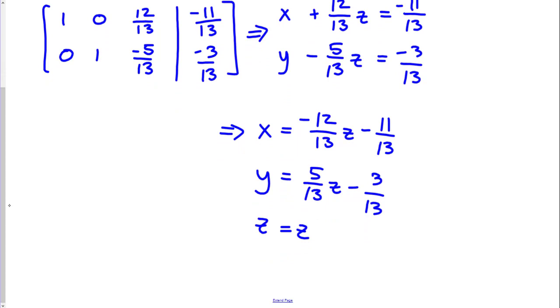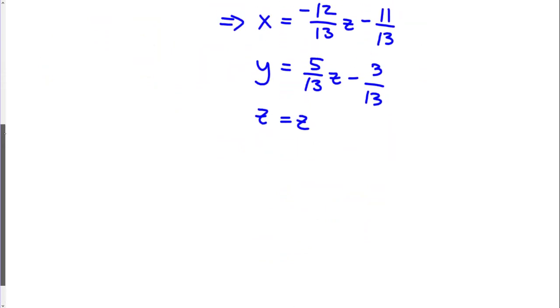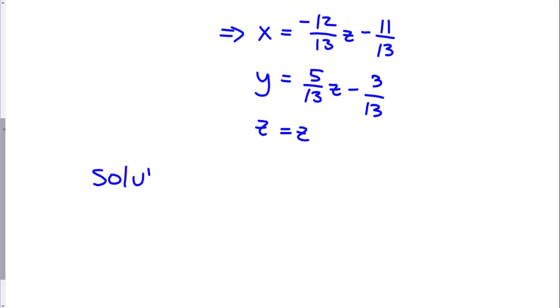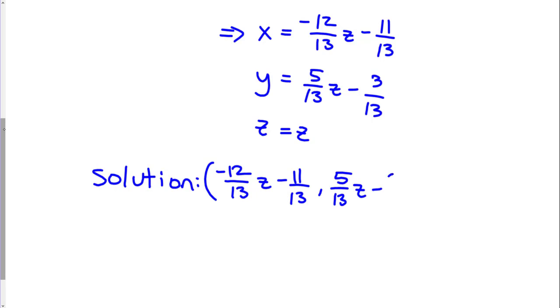So that my parameterized solution will appear as the x is -12/13 z minus 11/13. The y is 5/13 z minus 3/13. And lastly, the z is arbitrary, so you leave it as is. And that's the solution to the system. So if you run into something like that in your homework, that will certainly be a big help to you.